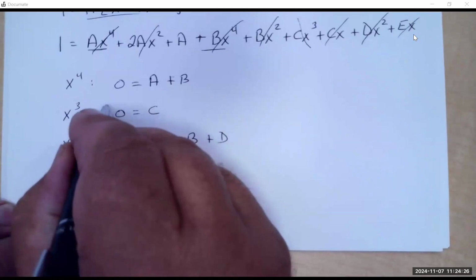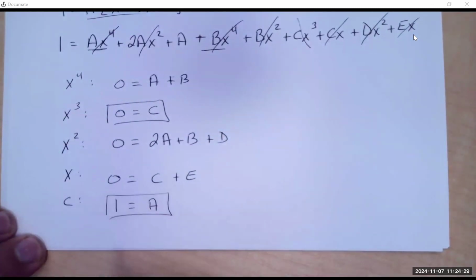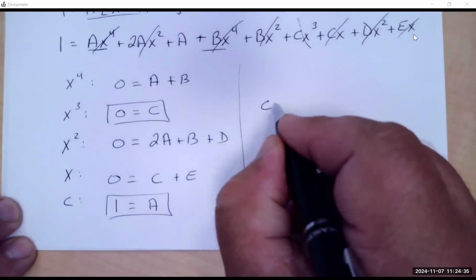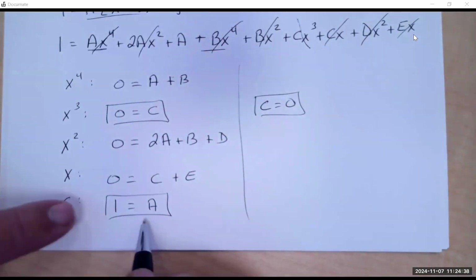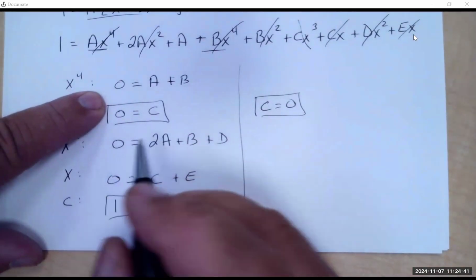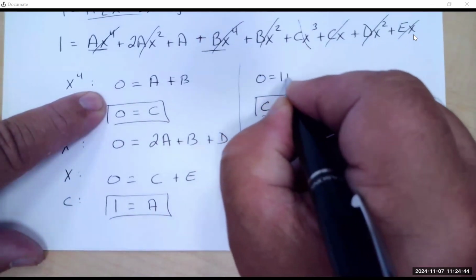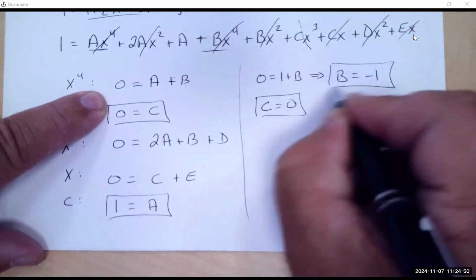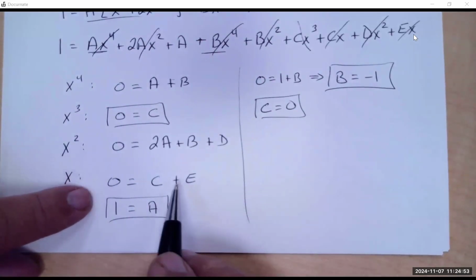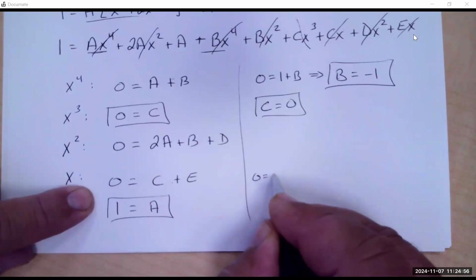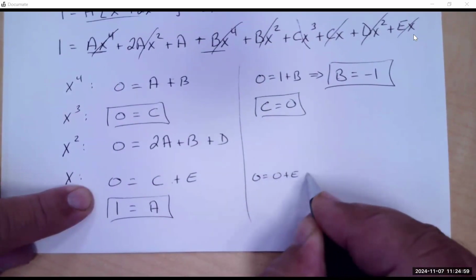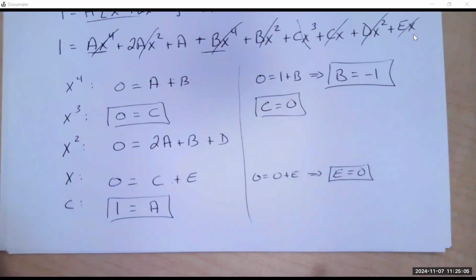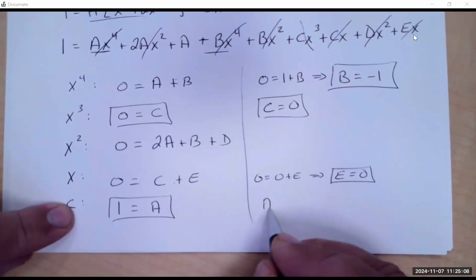So we have two of them. We have C is equal to 0, A equals to 1. So if C equals to 0, so we have C equals 0, that's done. If A equals 1, what's B? Yeah, so B is equal to -1. If C is equal to 0, then E has to also equal 0. And we know that A is equal to 1.